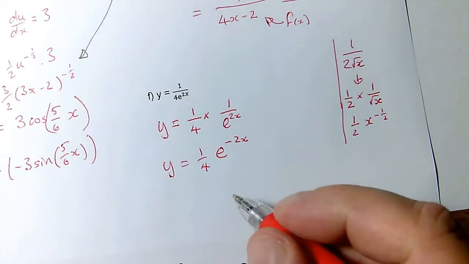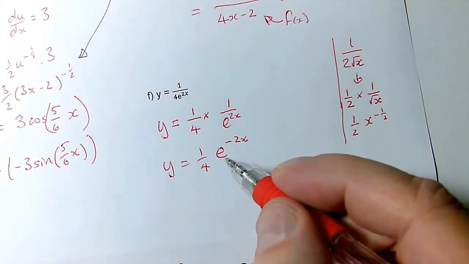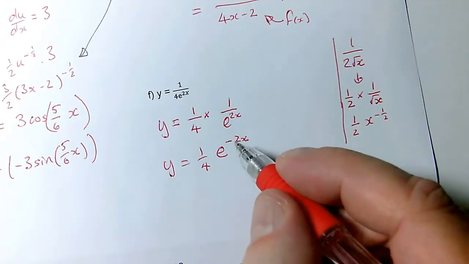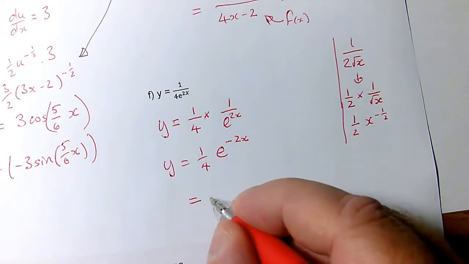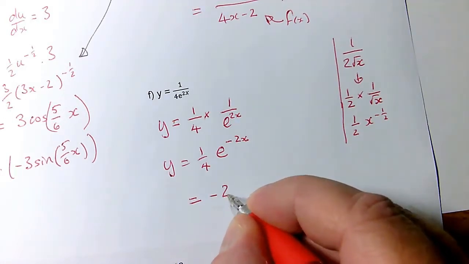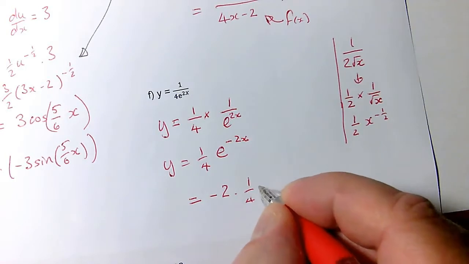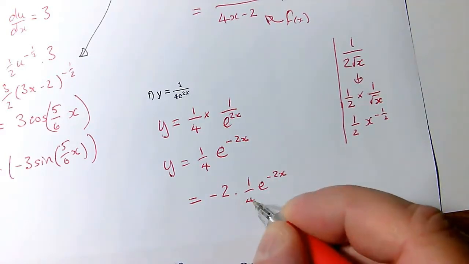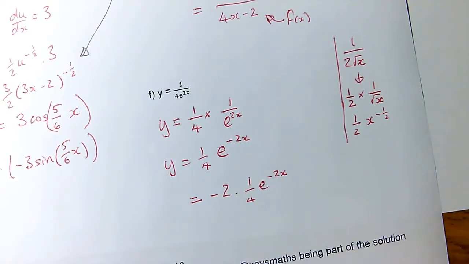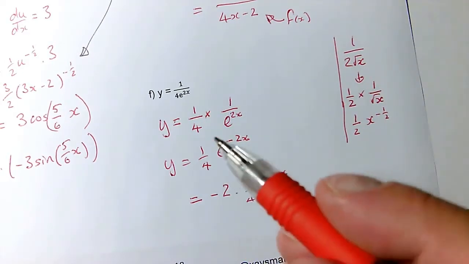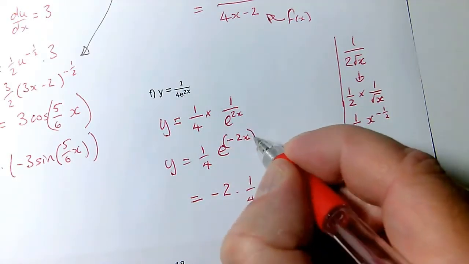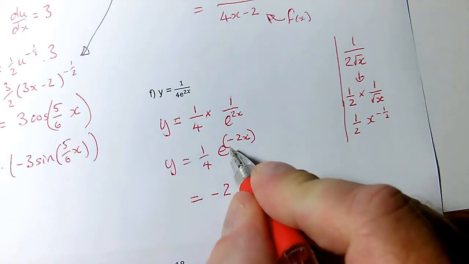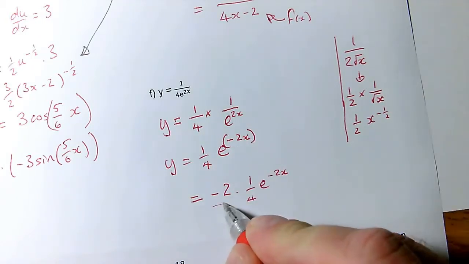Now I've got e to the kx. We've just looked at a rule for e to the kx. We know a minus 2 is going to pop out. So I'm going to get minus 2 times a quarter e to the power of minus 2x, because e to the kx differentiates to k e to the kx, and I've got another factor of a quarter going on. Thinking about it the chain rule way, the inside function is minus 2x. Differentiate the inside function, I get minus 2. So that's where this comes from.